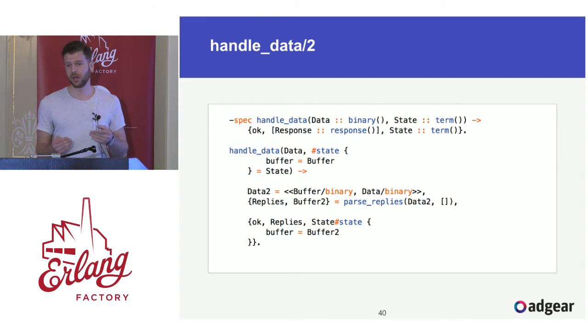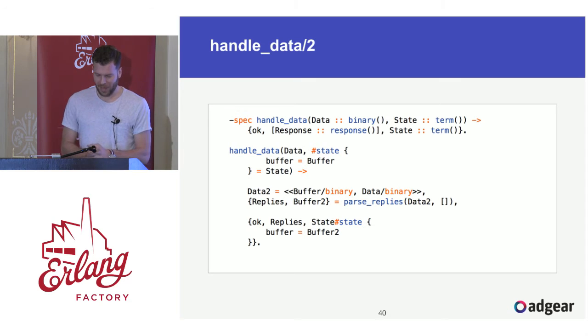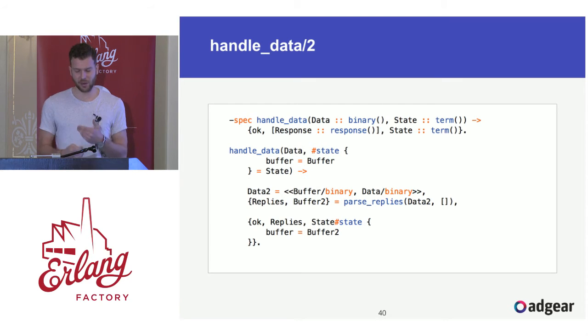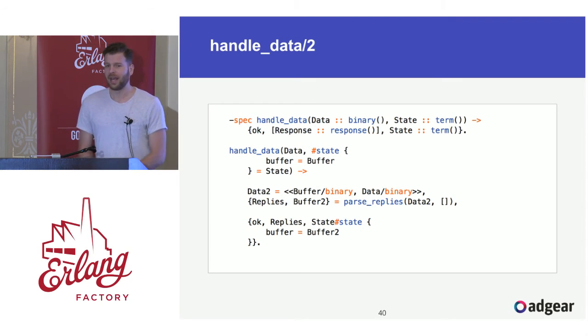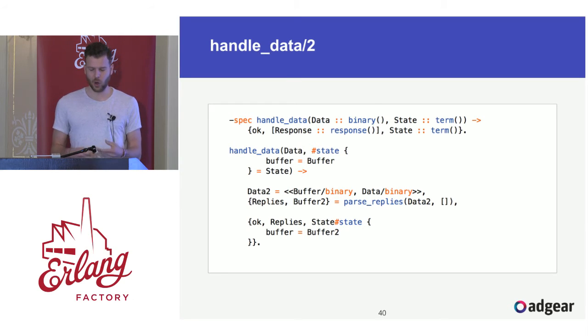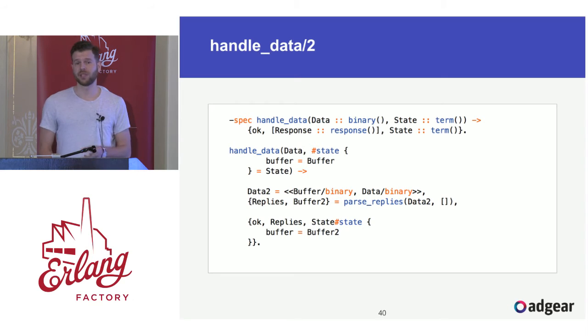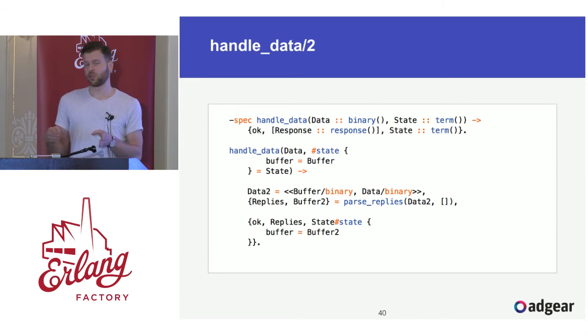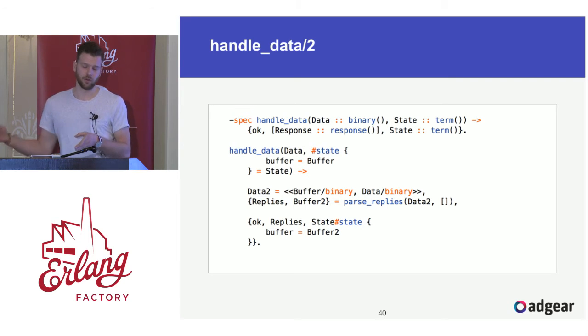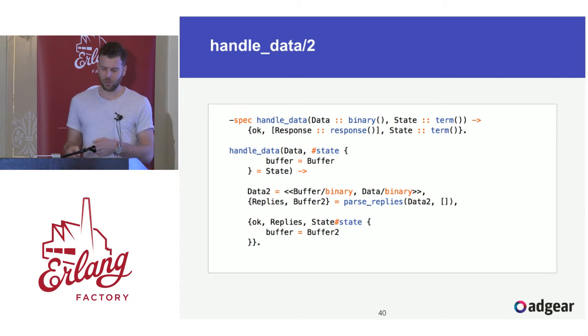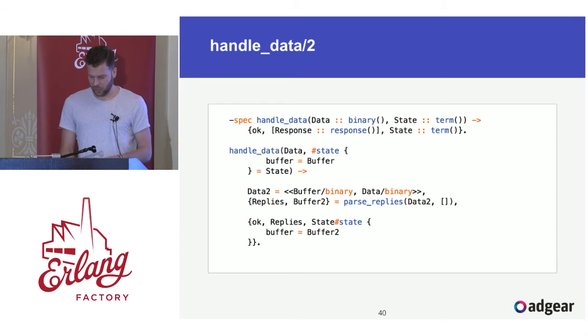We're like halfway done already to build our client. Handle data: you receive the data back and the state. The expected is that you send back OK and your response and the updated state. So when we get the data, we pattern match also the buffer from the state. It's possible that you'll receive data that was too large for a TCP packet, so it'll be over multiple packets. So you want to keep a buffer in your state so that you don't corrupt your data.